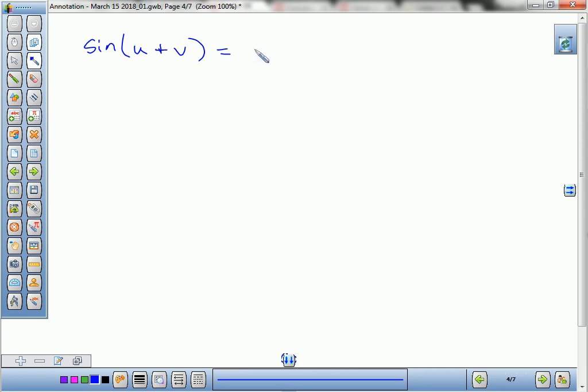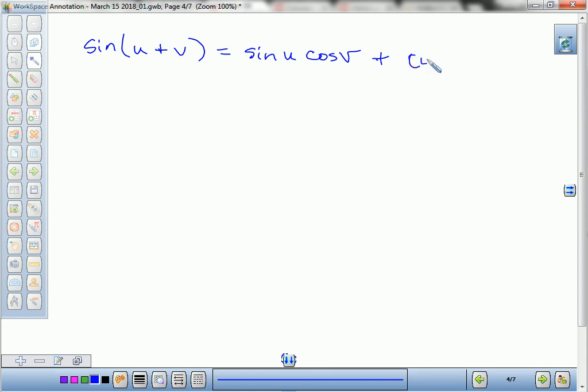Okay, so this is where we do sine of the first times cosine of the second, plus cosine of the first and sine of the second. So it just flip flops.